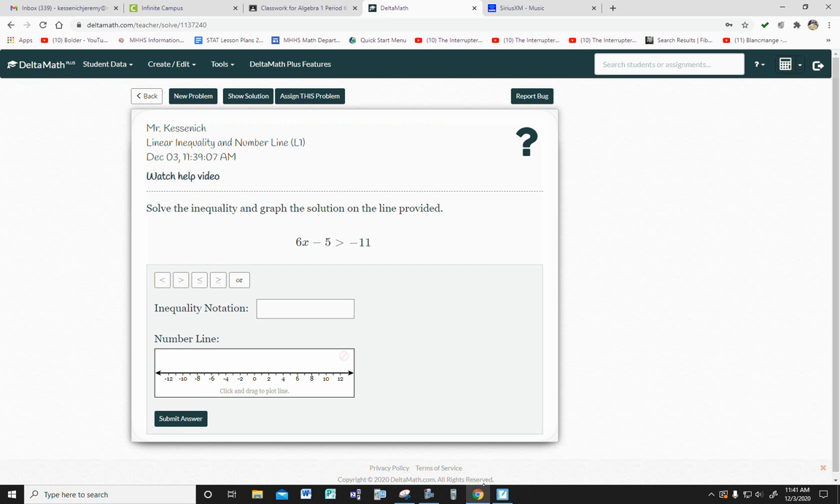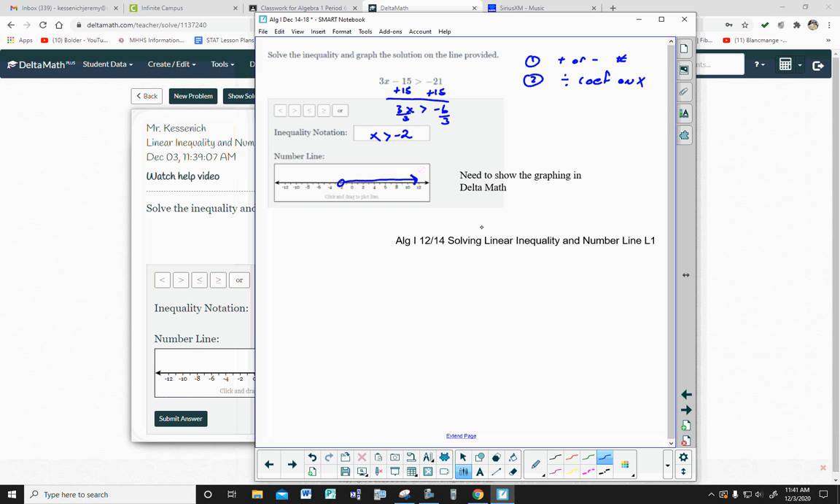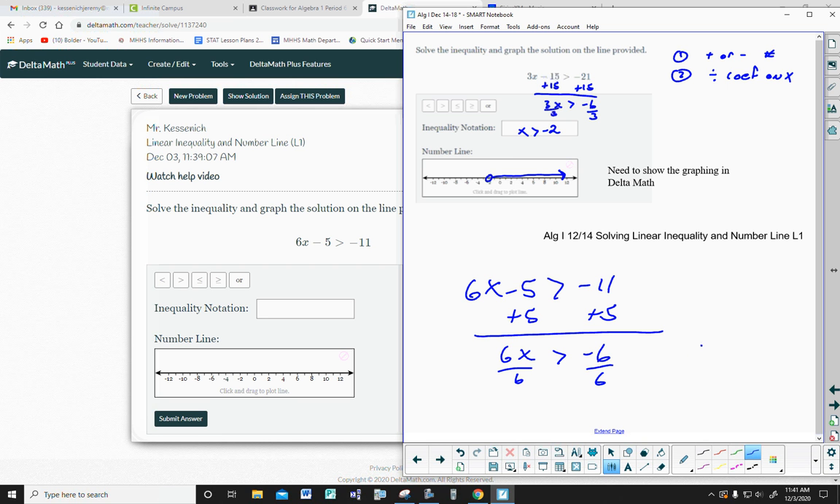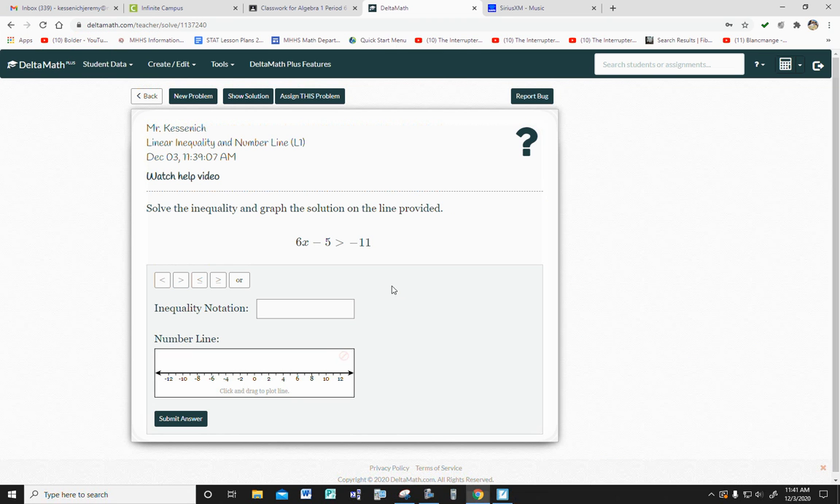So here goes. Now I realize this is a different question. These aren't prepped for you guys to see that specific question. Okay, so I got 6x minus 5 is greater than negative 11. So I'm going to add the 5 to both sides. So I have 6x is greater than negative 6. Then you divide the coefficient, and you get x is greater than negative 1. So to do it, it was x is greater than negative 1. So that's what you type in there.